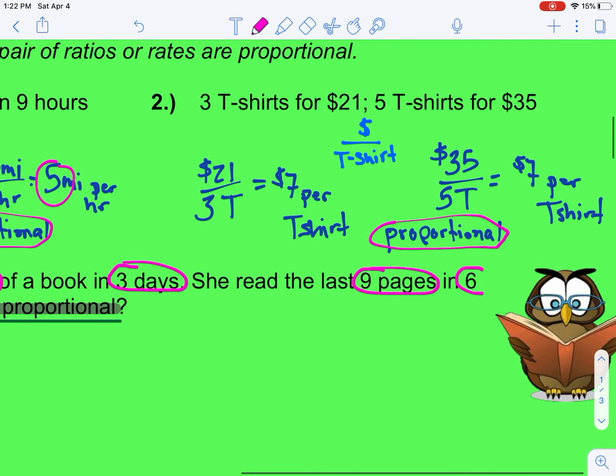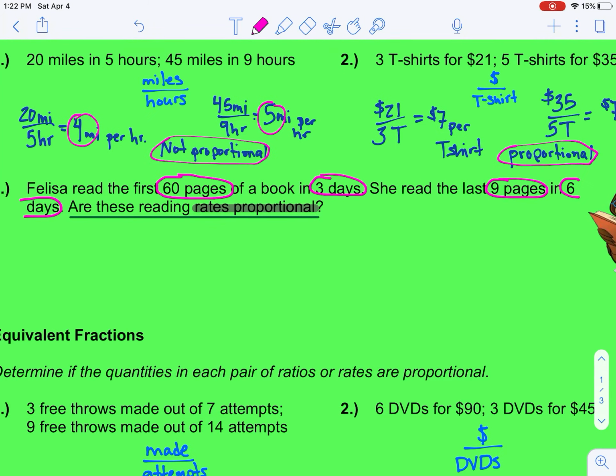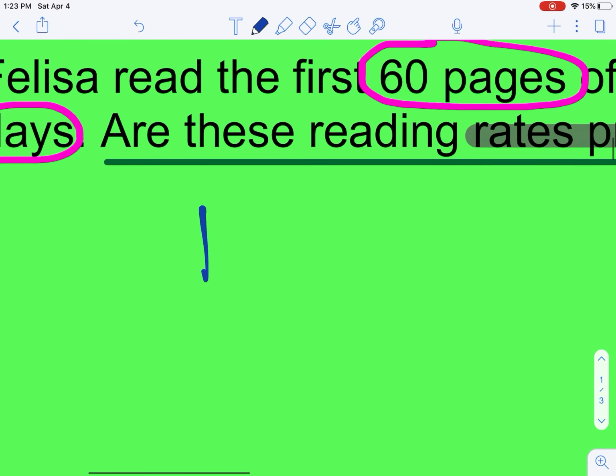All right, let's take a look at our word problem. Felissa read the first 60 pages of a book in 3 days. She read the last 9 pages in 6 days. Are these reading rates proportional? So I went ahead and marked my text already. I have 60 pages in 3 days and 9 pages in 6 days. And I know that my action word is, are the rates proportional? So what I'm comparing here is pages read in how many days.